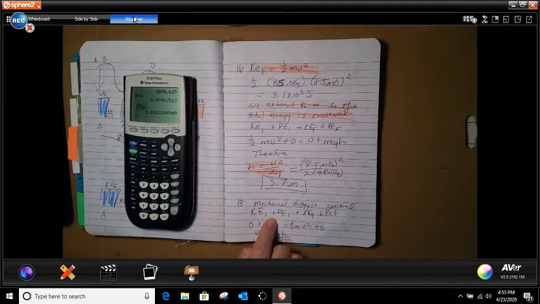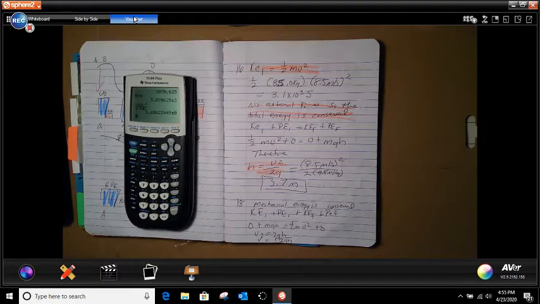So let's look at number 18. It says a skier starts at rest at the top of a 45-meter high hill, skis down a 30-degree incline into the valley, and continues up a hill at 40 meters high. The height of both hills is measured from the valley floor. Assume that the friction is negligible and ignore the effect of the ski poles. So the first one it's asking us for is how fast is the skier moving at the bottom of the valley.